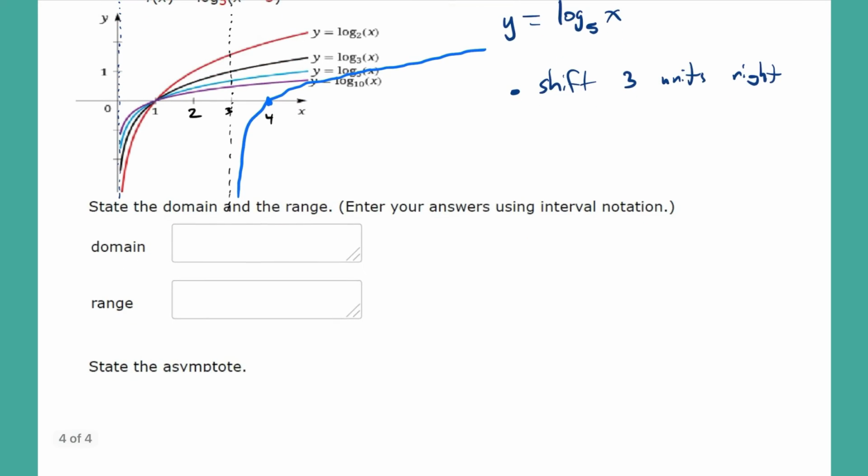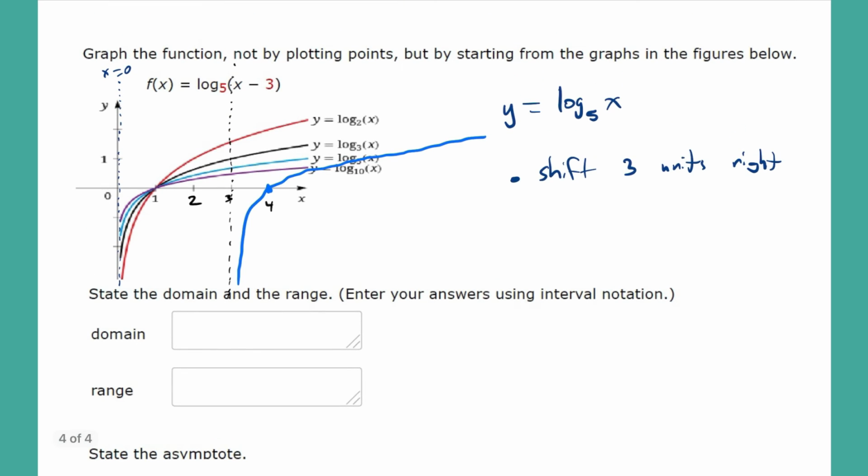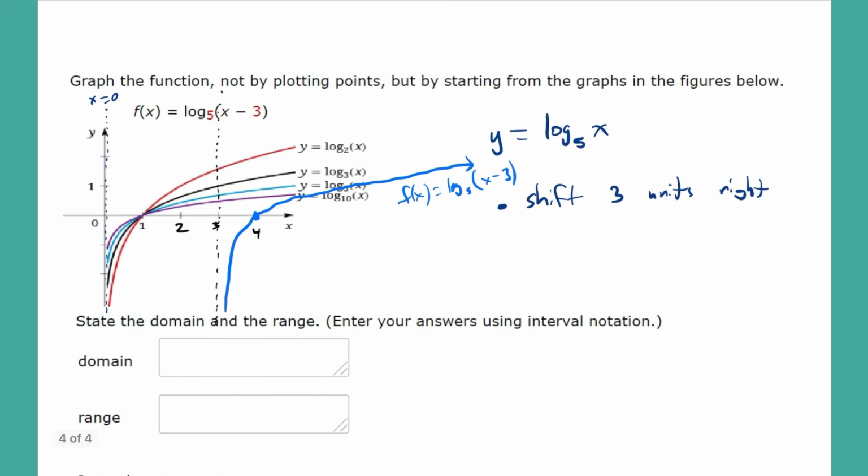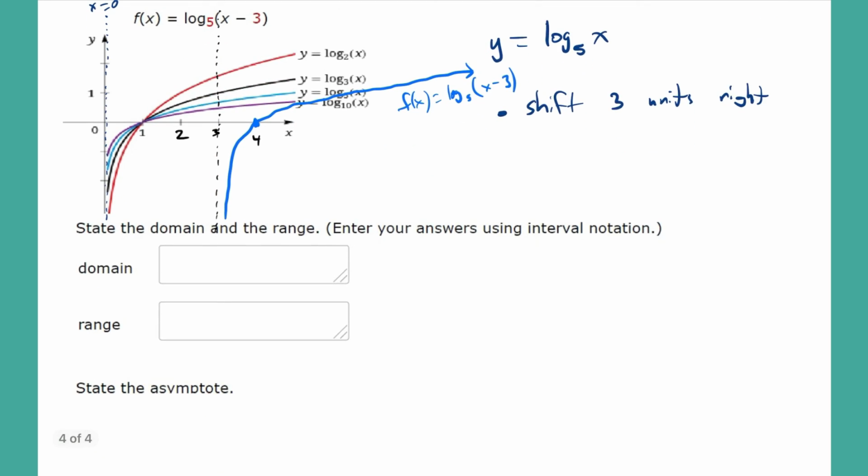All right, so I'm just going to label this f of x equals log base 5 of x minus 3. The arrow just indicates that it continues indefinitely in that direction. So the domain starts at 3 and goes towards infinity. Notice I put open parentheses because it doesn't touch the asymptote. It just gets infinitely closer and closer to it, but it never touches. And this graph goes infinitely downward and infinitely upward. So it's going to be all real numbers for the range.